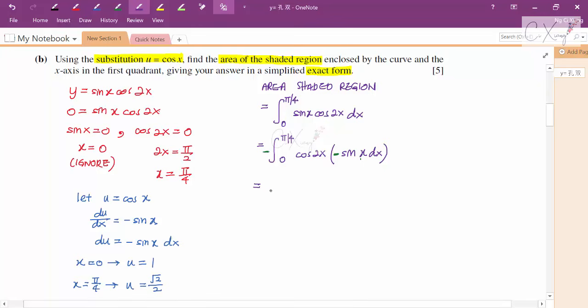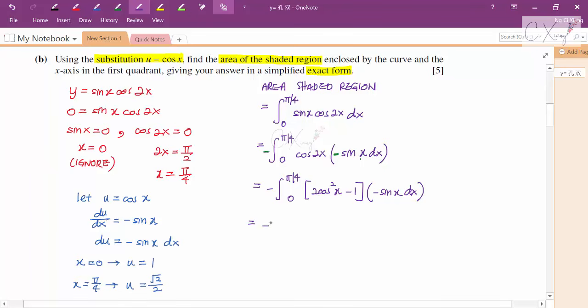So negative, I just copy it as negative. Pi over 4, I still copy it as pi over 4. For this cos 2x, I need to link it and expand it into an equation that is related to cos x. So for cos 2x, this is a double angle formula. I can rephrase it as 2 cos squared x minus 1. Then negative sin x and dx. So it seems like everything is ready here.